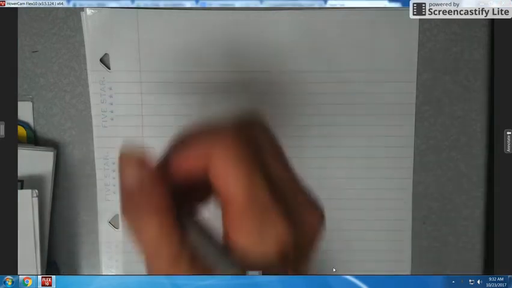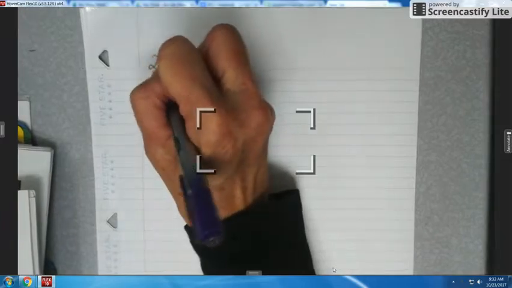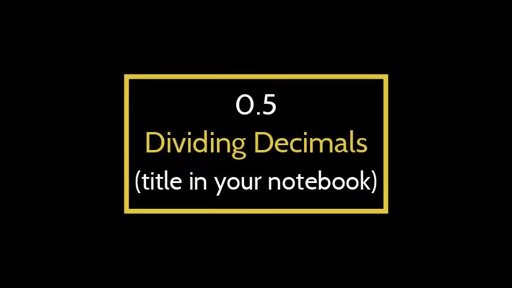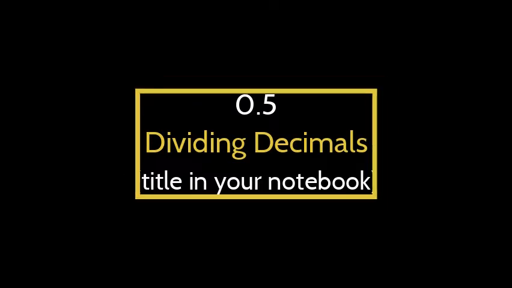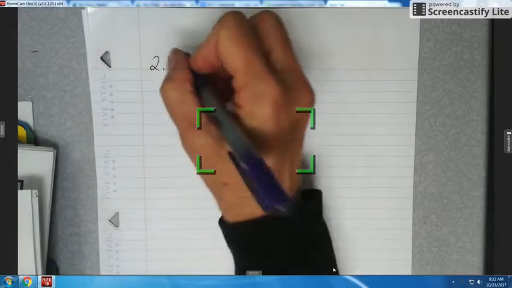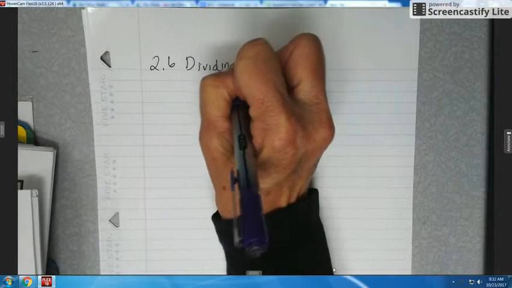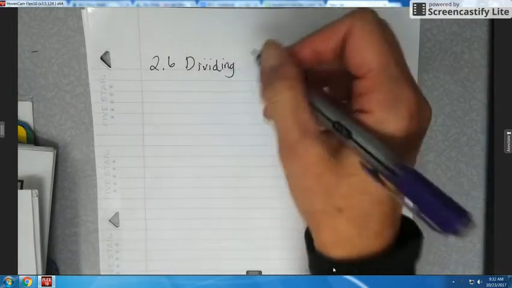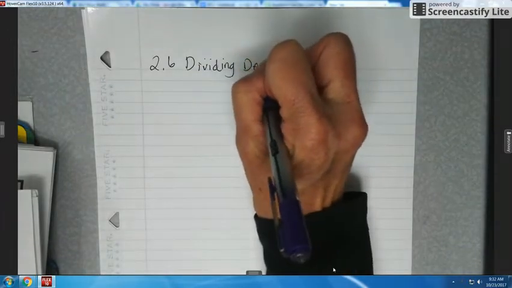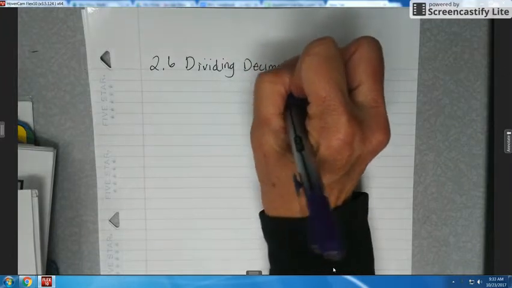Okay, today we're talking about division with decimals. And there are 3 topics to talk about, so this might be a little bit long. First, we're going to talk about dividing decimals by whole numbers.